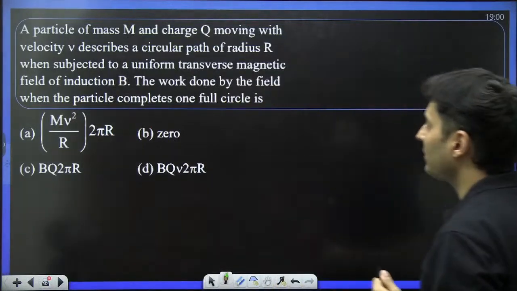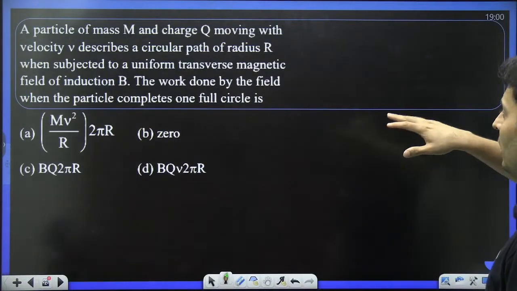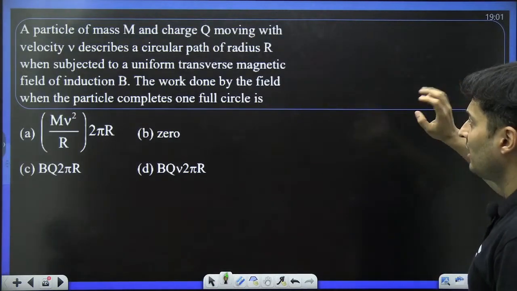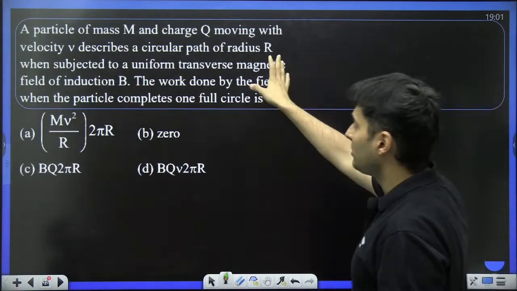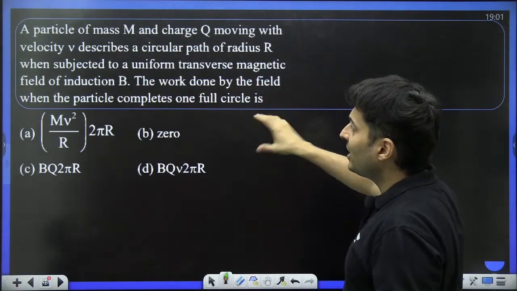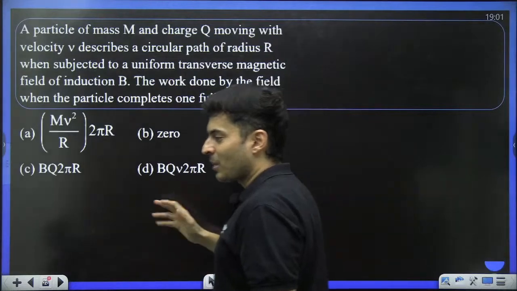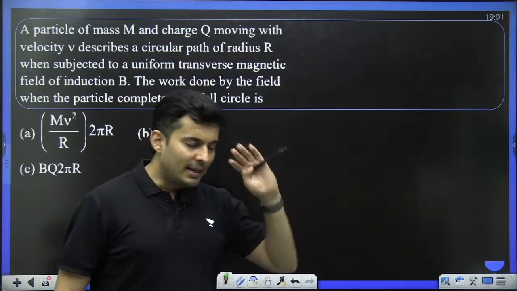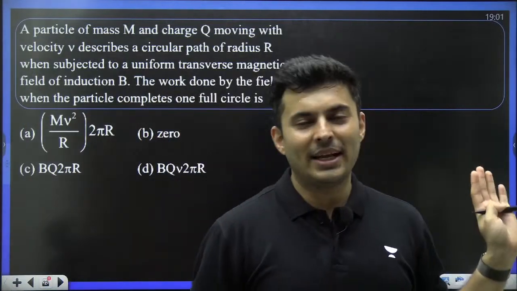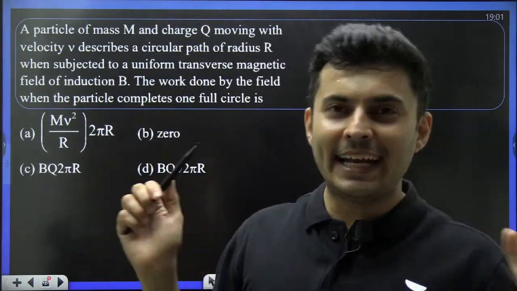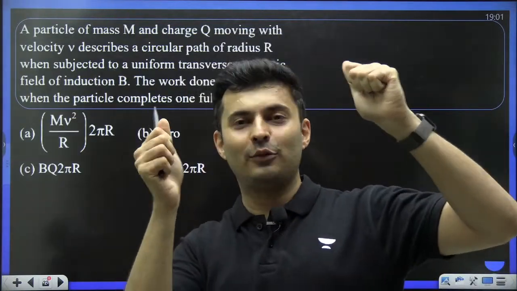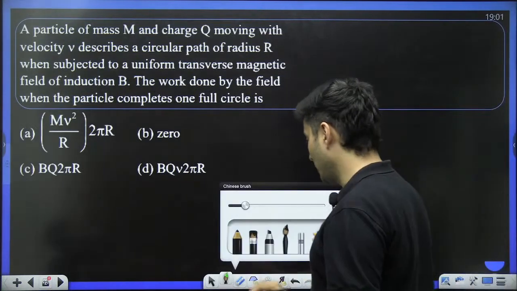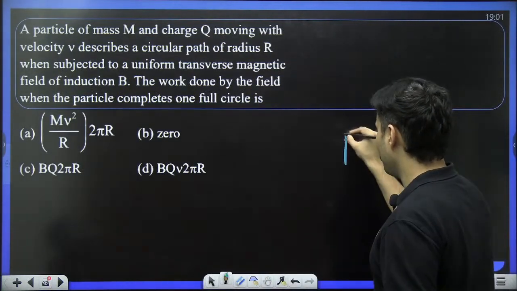Next question is on your screen. Particle of mass m, charge q, is moving with some speed in a circular path of radius r. There is a magnetic field perpendicular. Transverse means perpendicular. What is the work done by the field when it completes one full circle? Very simple. I think everybody should be able to answer this. Every person will be able to answer this, even if you are attending this class very lightly. Sleeping also, if you are holding the phone and you are watching this class, you will be able to answer this. I just told you about the magnetic force.